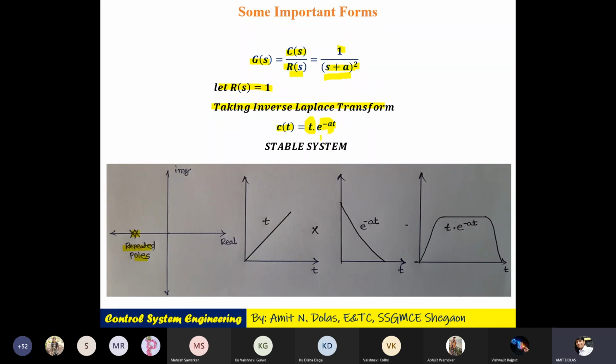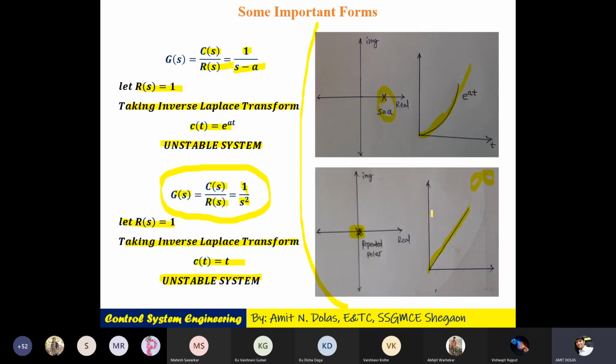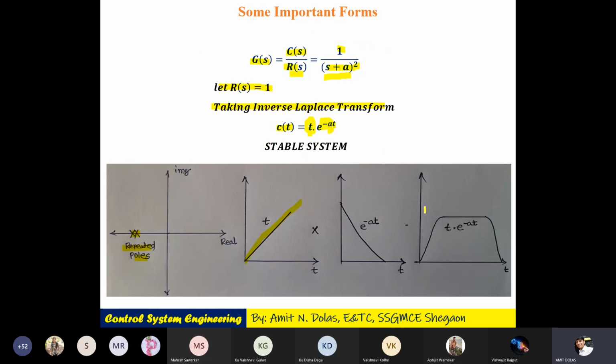Due to that, what happened? One response is t. T we already derived. T alone is what? Unstable, as in the previous PPT. T alone is unstable because it is moving towards infinity. But I have another function in multiplication with that, that is e to the power minus at, which is an exponential decay, dies out after a certain time. That's why the product of this is like this.